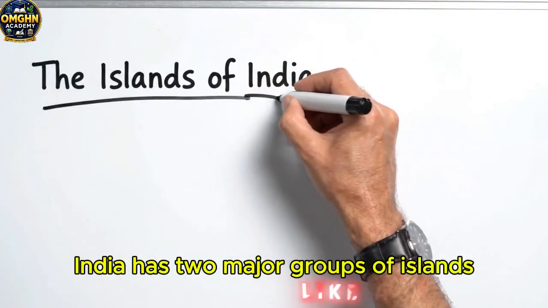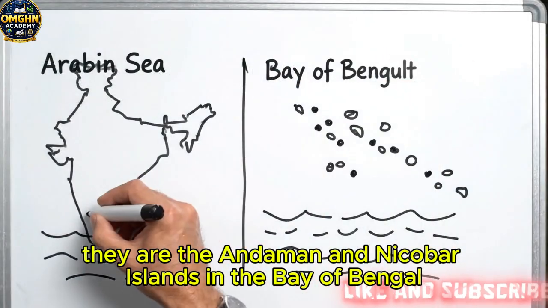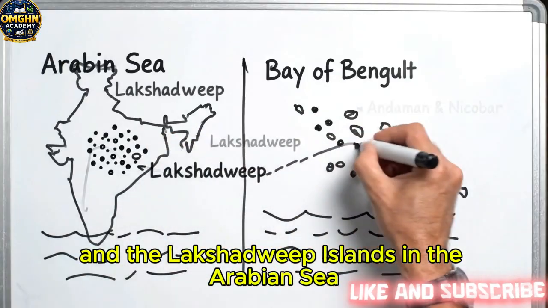India has two major groups of islands. They are the Andaman and Nicobar Islands in the Bay of Bengal and the Lakshadweep Islands in the Arabian Sea.